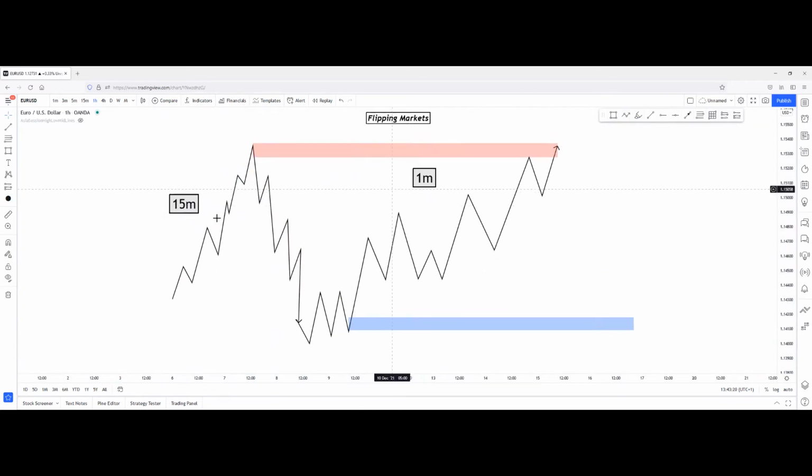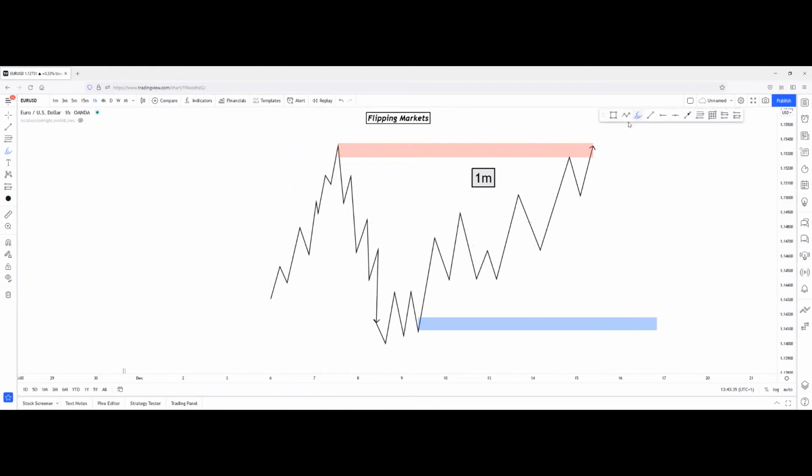Okay, you know that this is the 15-minute structure, and these lines are the 1 minute structure. So we have this supply zone up here, but we have this demand zone down here, and we know that the trend is bullish because it's creating a series of higher highs and higher lows on the 15 minute. So the trend is bullish.